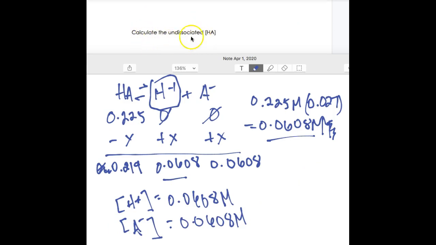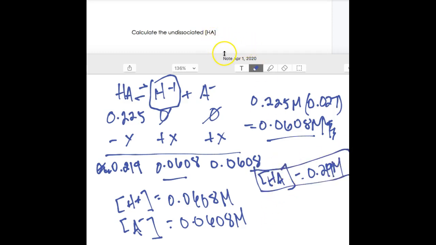Part C says calculate the undissociated HA. So the amount that did not get dissolved. Originally we had 0.225, but then some of it dissolved. So we have to remove that, and we ended up getting this. So HA, the original acid, dissolves a little bit, and we have this much that remains undissociated. Okay, so that would be the answer for that.